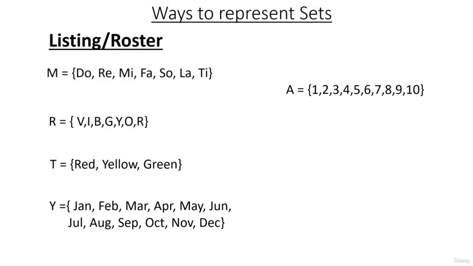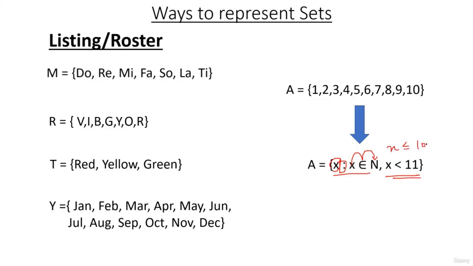For example, now I will say A is a set of all X such that, where these two dots mean such that, the value of X belongs to N. The symbol you see here is actually not E, it is epsilon, which looks like an E, and it means belongs to. So this entire statement means A is a set of all X such that X belongs to natural numbers and X is less than 11. You might as well have written X less than or equal to 10, that would also work. Natural numbers less than or equal to 10.